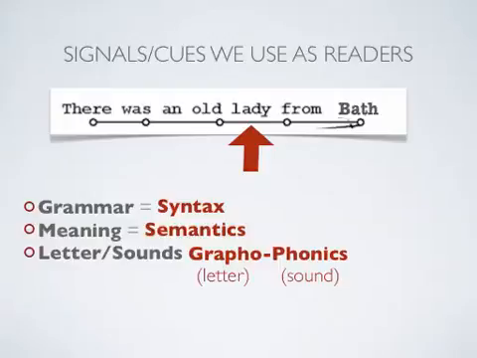In order to use the language of running records, we can't use the words grammar, meaning, letter sounds. There are fancier words for each of the cueing systems. We refer to grammar as syntax, meaning as semantics, and letter sound correspondences as the graphophonic cueing system.